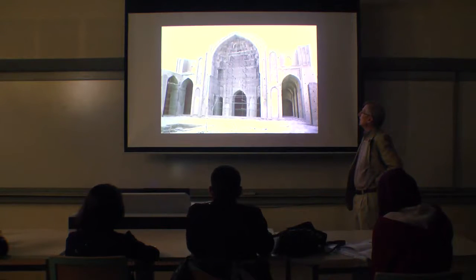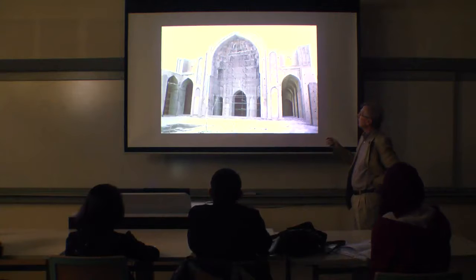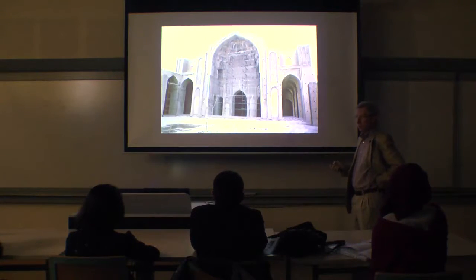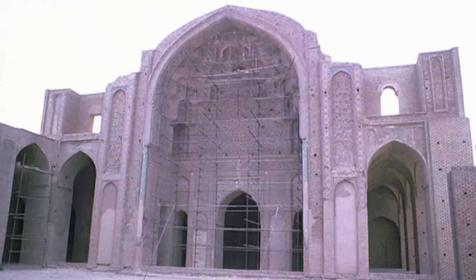Now, this obviously is not in its original state. Part of it is lost. But an interesting feature are these 2 upper story niches that you have beside the Qibla Iwan. Dana, what do you think these were for? Second floor? Yeah, well, certainly that's what it looks like.